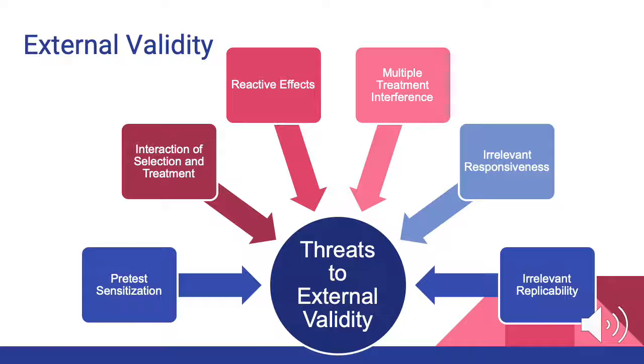Interaction of selection and treatment is the idea that bias in the selection process occurred and may cause the results to not be typical of a larger population. Reactive effects occur when the conditions of the study are not representative of real-world situations. Multiple treatment interference occurs when it's impossible to determine which of the multiple treatments influence the results. Irrelevant responsiveness is when the measures include irrelevant components indicating change has happened when it has in fact not.